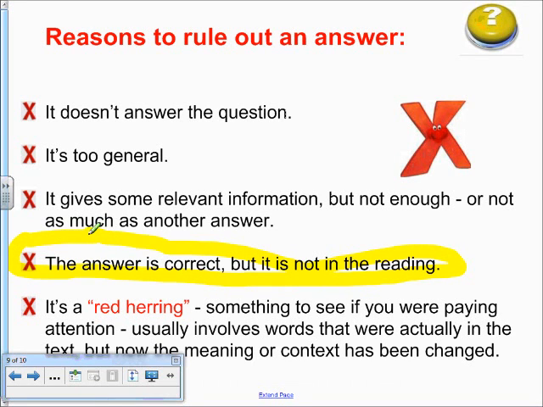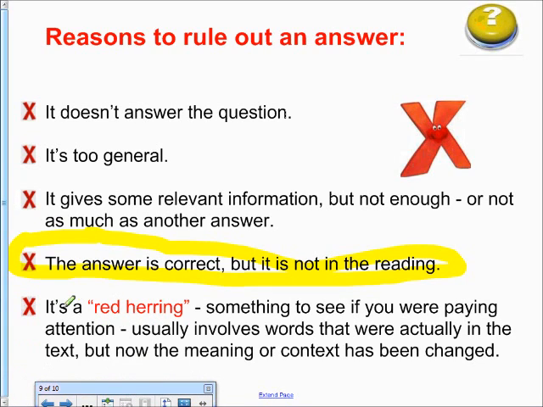It's correct, but it's not in the reading. So, for example, there was once a reading that had a snowstorm, and the question was, why were the cars stuck? And one of the answers was because the bridge was too icy and they were sliding down. Well, in reality, that was nowhere in the story. So if you didn't read the story, your answer would be right, but it has nothing to do with what the reading was.